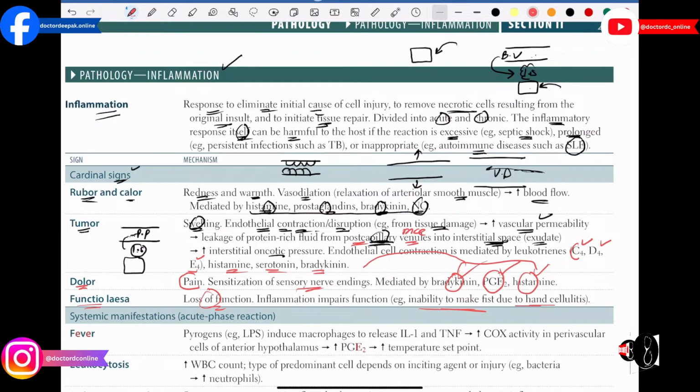It is only because of inflammation. It is not like a disability or any other kind of thing. It is just the inflammatory response. It is just the cardinal sign of inflammation. So these are the important cardinal signs of inflammation.